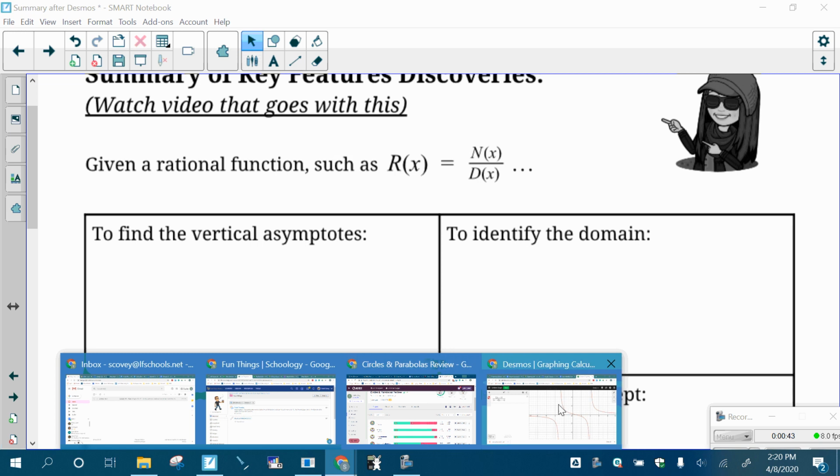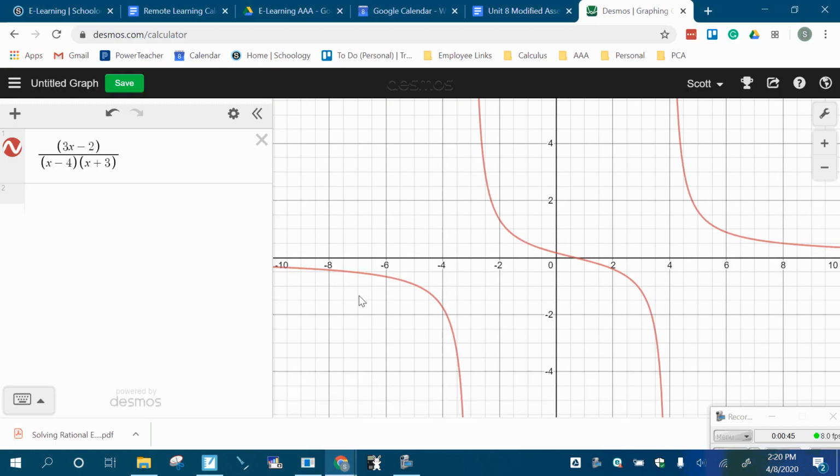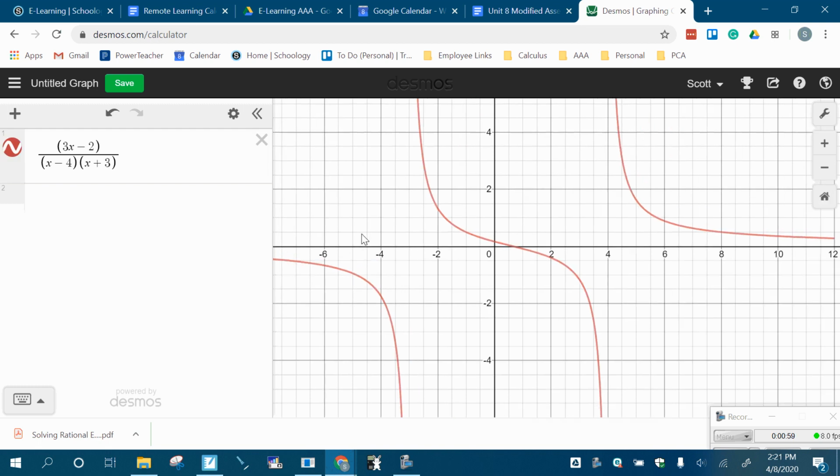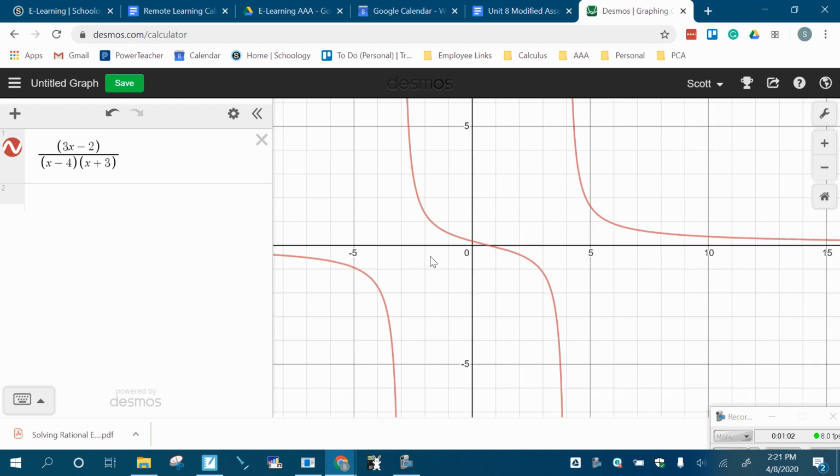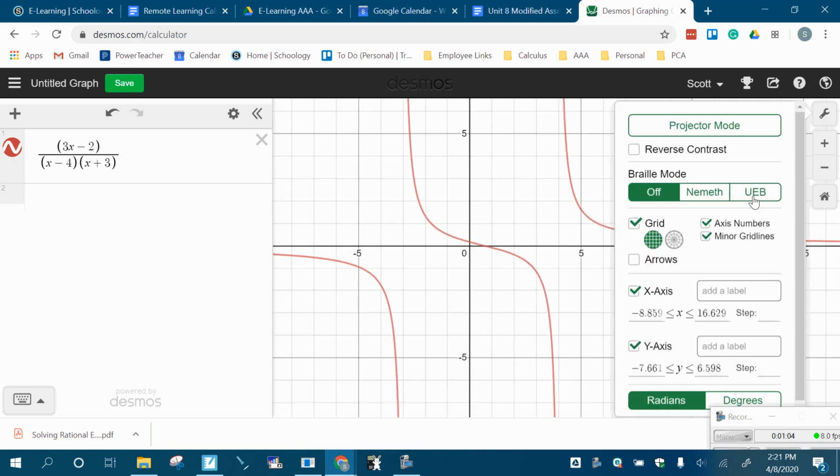I'm going to reference the graph of discovery number 3 when I go through this. Notice that this looks a little different than the equation that you had for discovery number 3 because I took the denominator and factored it. Factoring is going to be super helpful to see these characteristics.